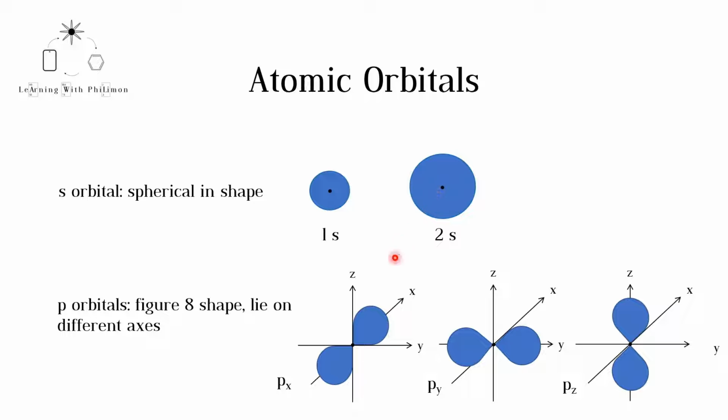P orbitals have a figure 8 shape, sometimes called a dumbbell shape. There are 3 different p orbitals. The 2 lobes of the px orbital lie on the x-axis. Note that between the lobes we have the nucleus. This is considered a node, where the probability of finding an electron is 0. The electron cannot be in the nucleus. Similarly, py lies on the y-axis, and pz lies on the z-axis.